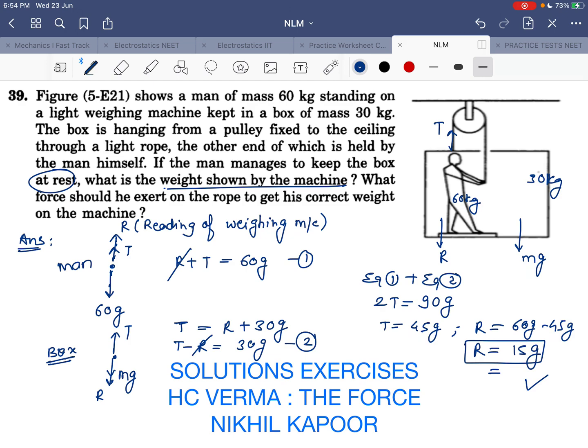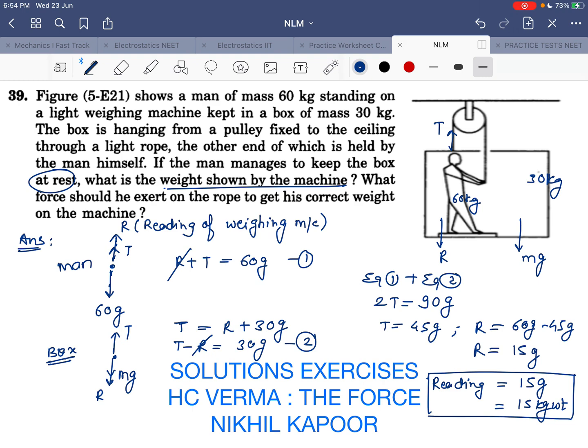But this is the reaction, which is 15g in newtons, and this is not what is being asked here. The question asked is the reading of the weighing machine. The reading of the weighing machine is nothing but the force experienced by the machine, that is 15 into g, or if you divide it by g, you will get this in kg weight. So 15 kg weight is the weight of that person read by the weighing machine. That is the first part of this question.